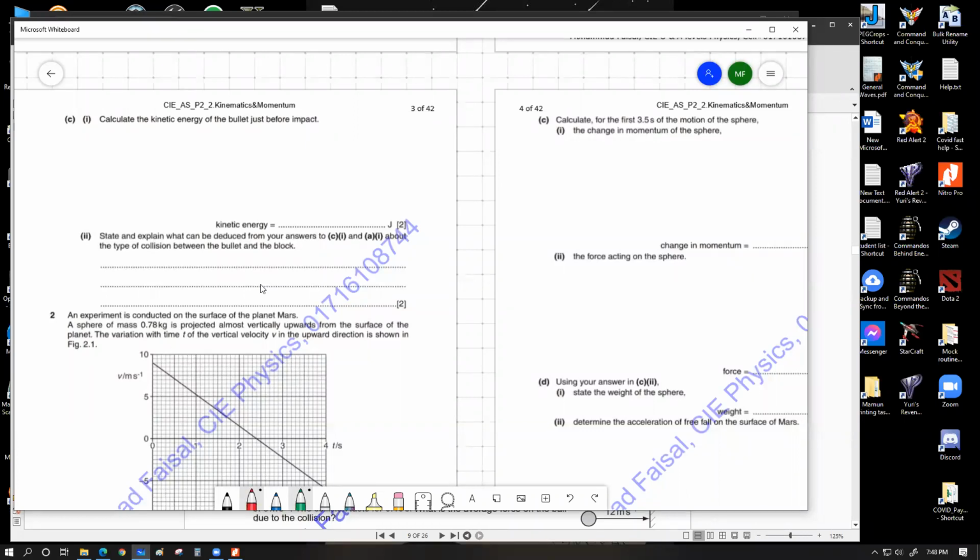For example, maybe you did an entire sum without air resistance, then in the last part they say considering air resistance to be not negligible, how would the whole thing vary, state and explain in your own words. You're going to find these kind of questions quite often. It is very important that you pay good attention to this question.